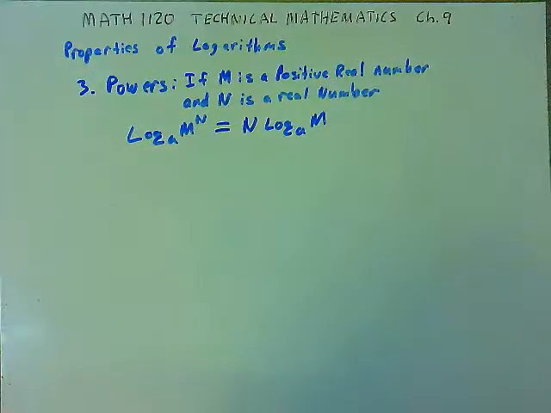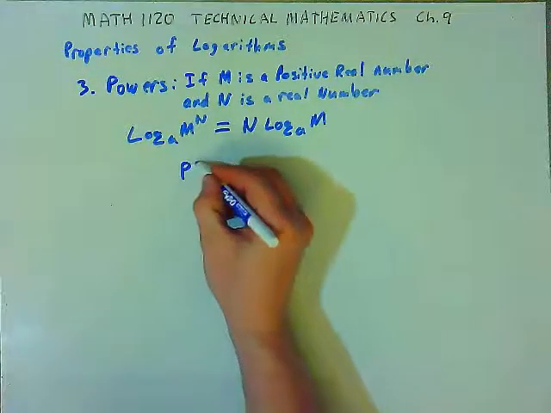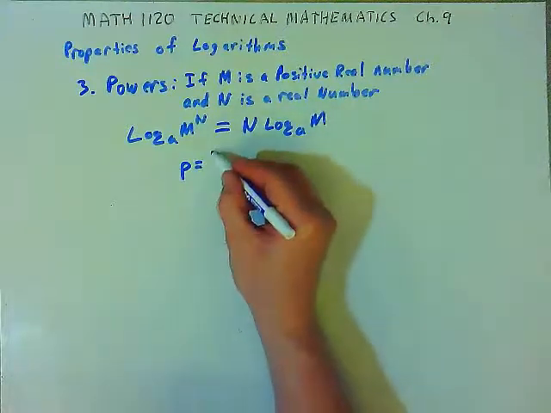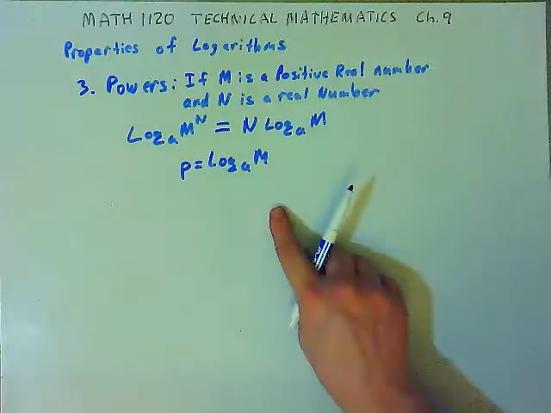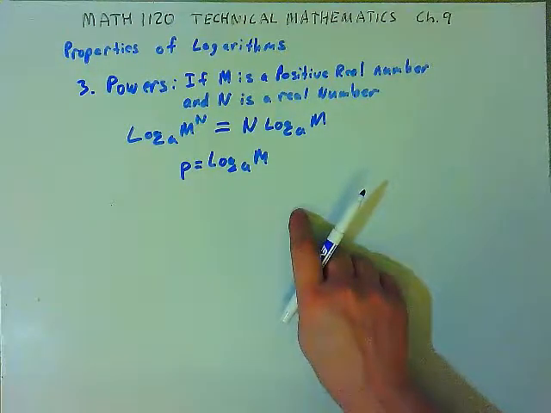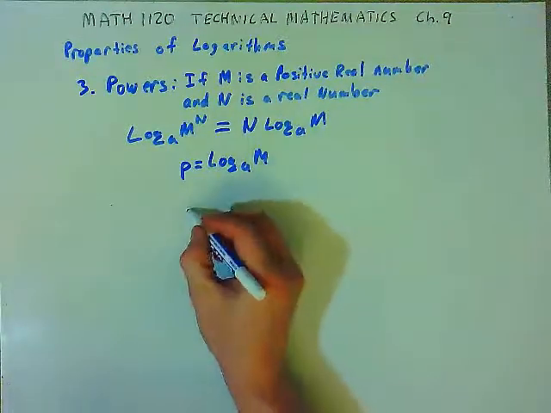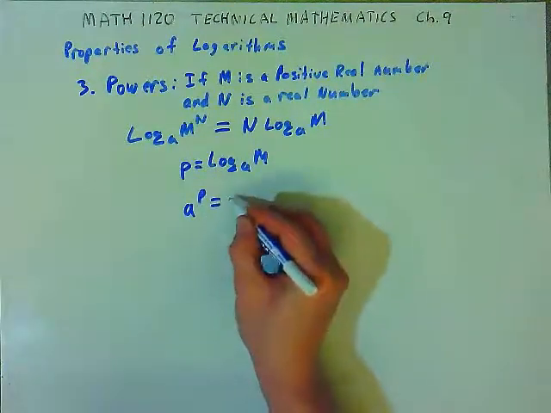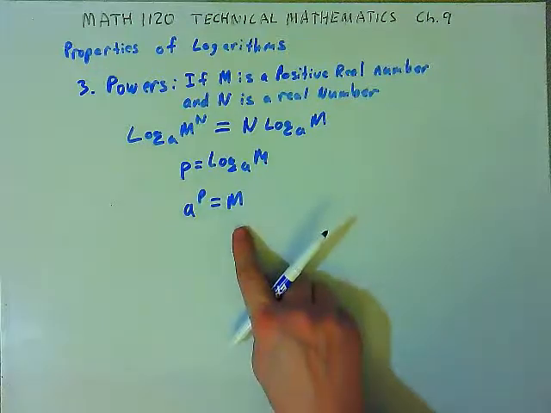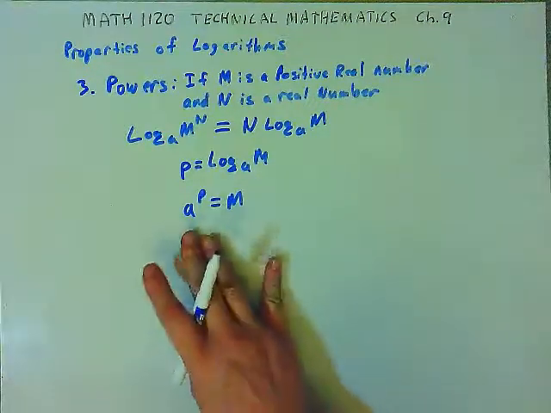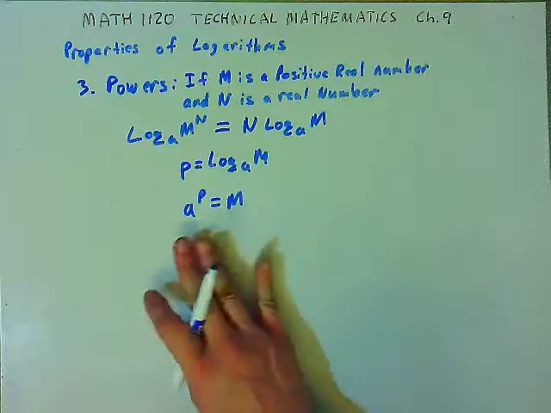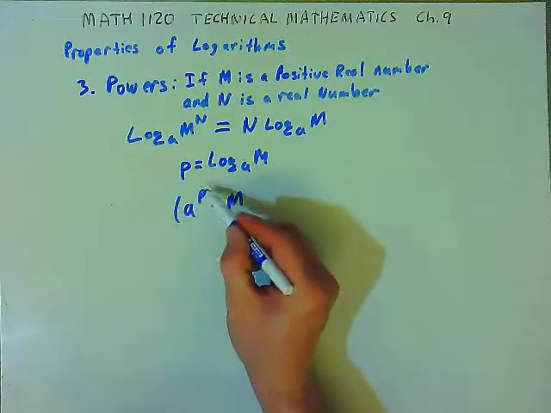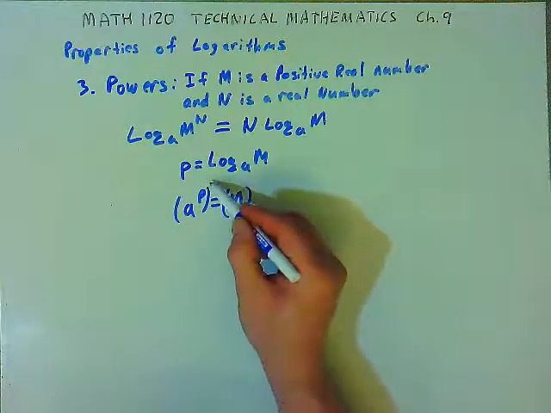Okay, and so to prove this, we're going to say let's let p be equal to the log base a of m. Very similar to what we did before. And we'll rewrite this in exponential form. And so this says that a to the p power is equal to m. And so now what we want to do is raise both sides of this to the n power, which we're allowed to do, right? Whatever I do to one side, if I do to the other, I'm allowed to do that. So let's take each side of this equation and raise it to the n power.